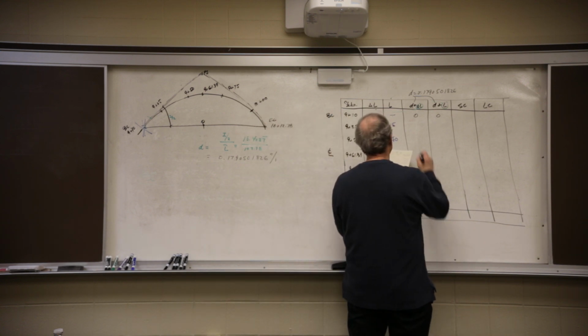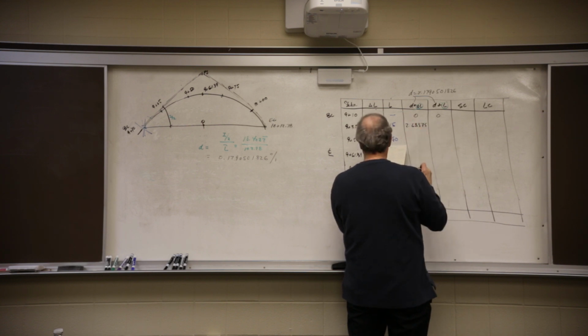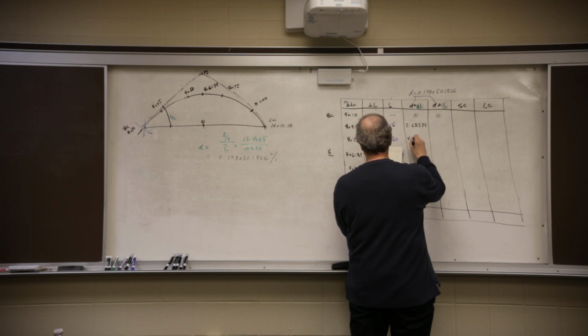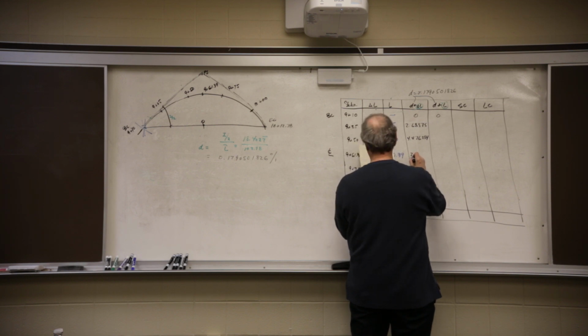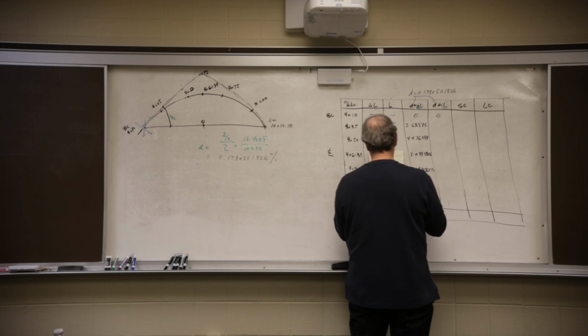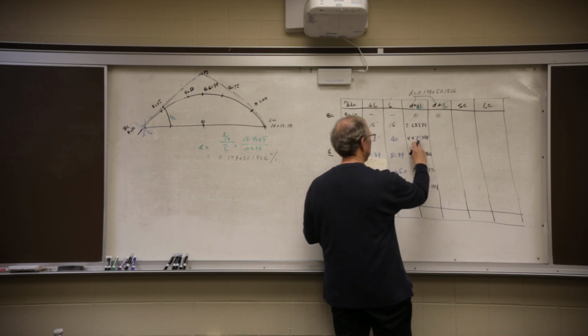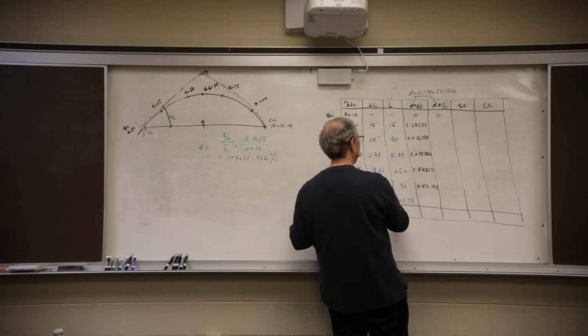2.68575. 4 point. 2 point. 2 point. 4 point. Notice those are the same. Why? Because they've got the same length of arc.